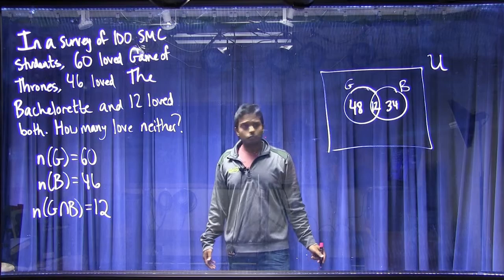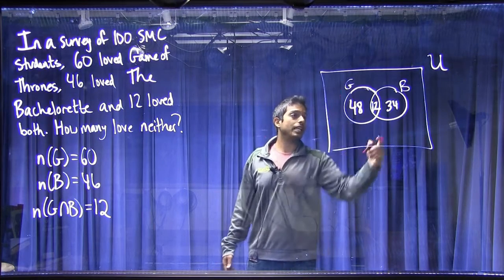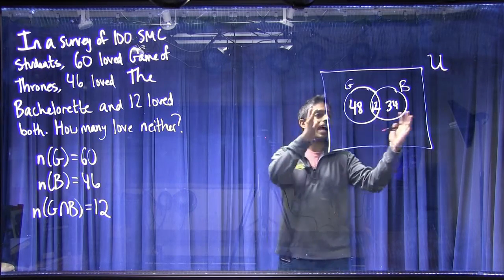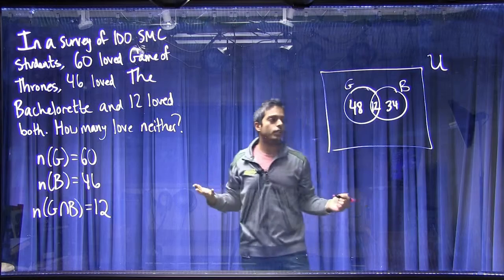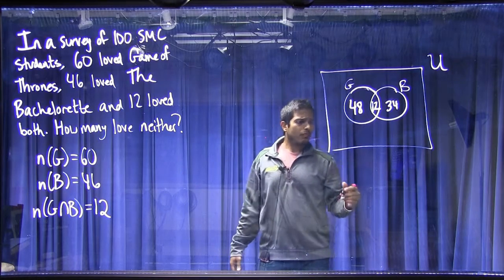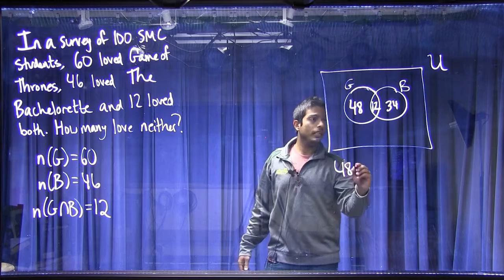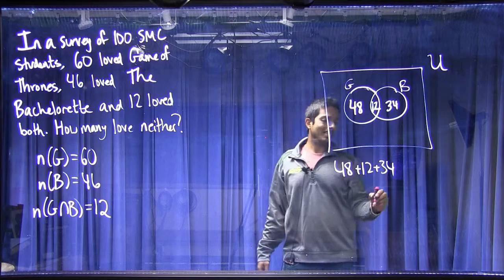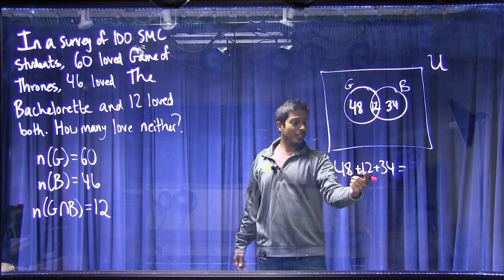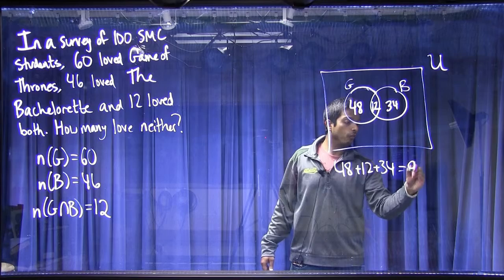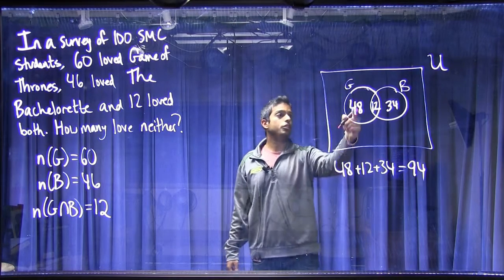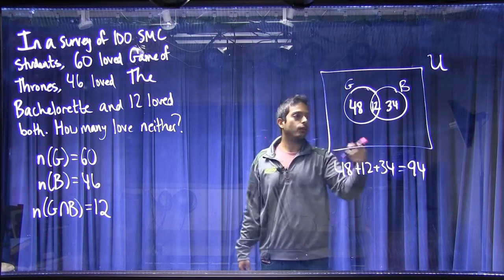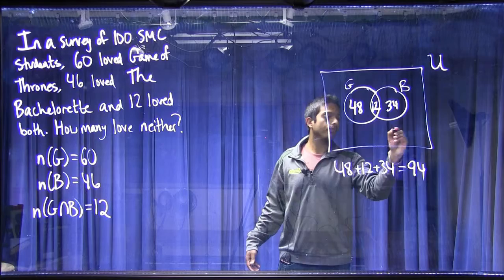And then finally, let's figure out the number in the outside here. We know that I surveyed 100 students, so if I add up all four numbers, I should get 100. Let's do some algebra over here. 48 plus 12 plus 34 is 60 plus 34, that's 94. So the number of elements in G union B is 94, and so the number of elements in the outside, since the total has to be 100, is 6.